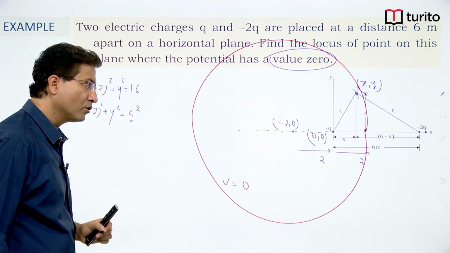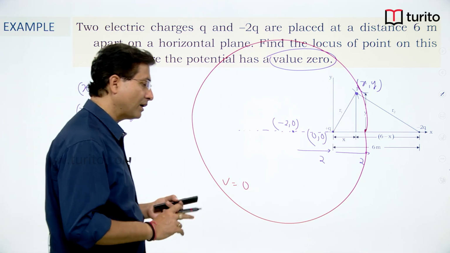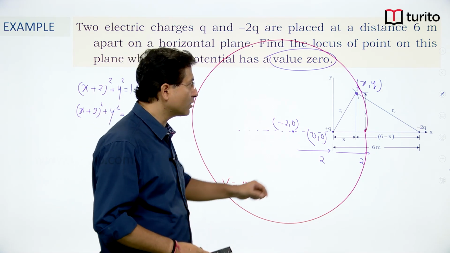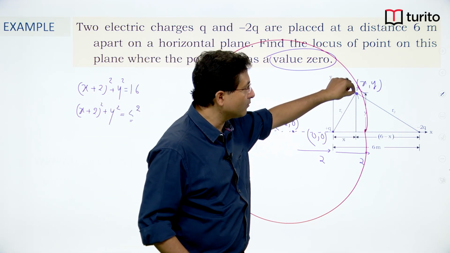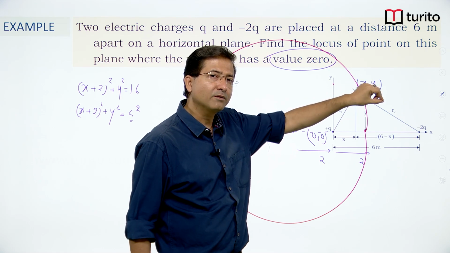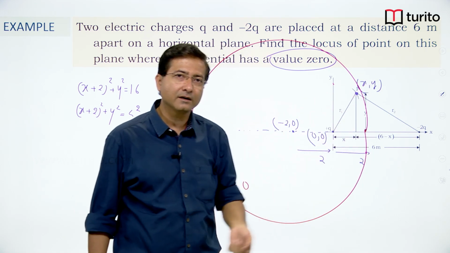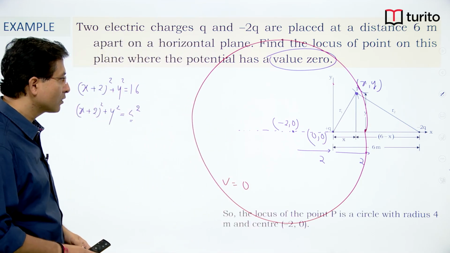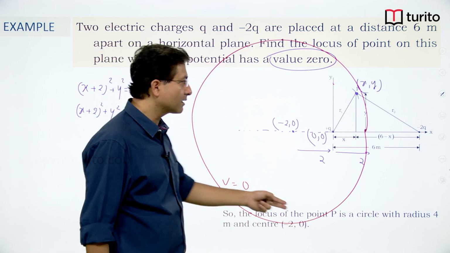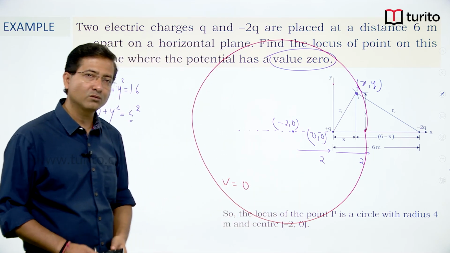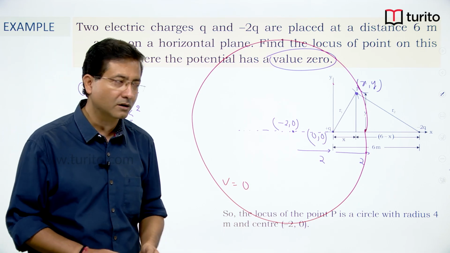Similarly, if I want to get the relation between x, y and z, then instead of x comma y, I will take x comma y comma z, and then simplifying will give me the relation between the x, y and z coordinates, right. So, what we got: the locus of the point P is a circle with radius 4 and the center is minus 2 comma 0. I hope this third example is clear.